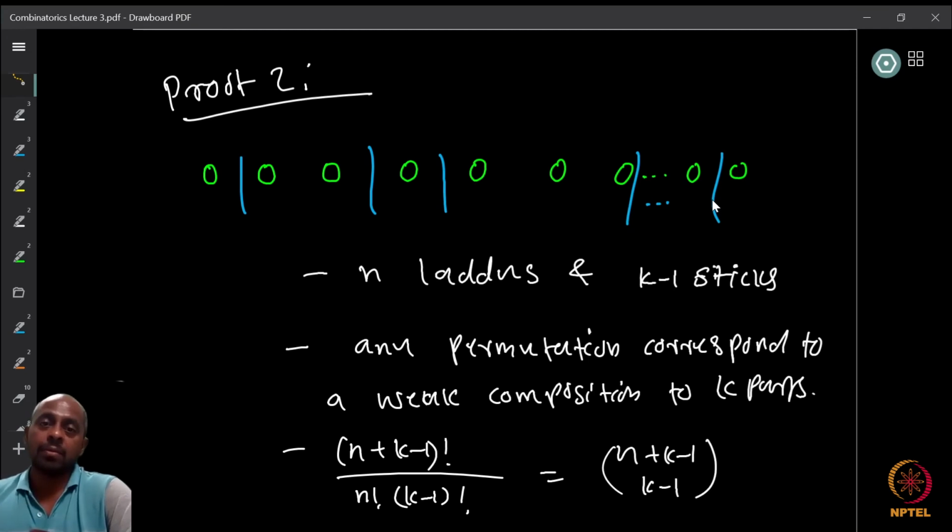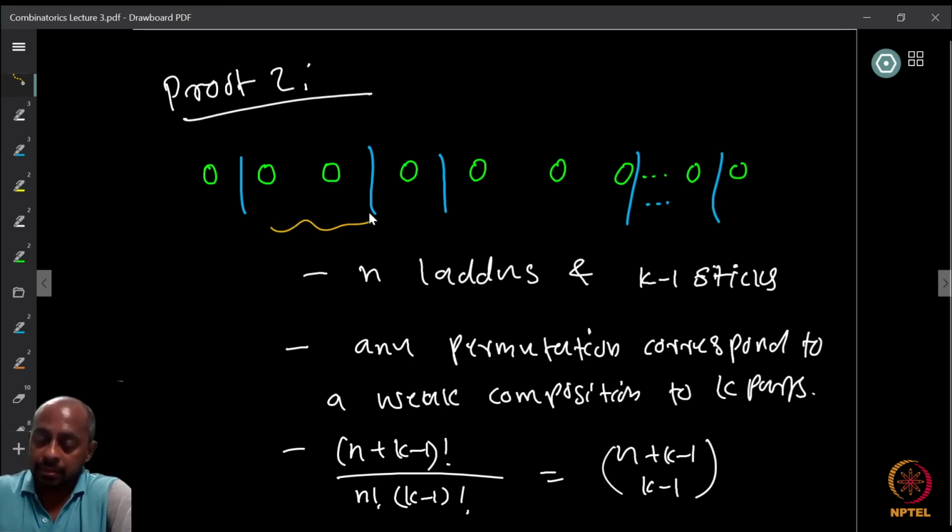So x1 can be 0, right? Similarly, after the first stick, the laddu is taken, the first stick is removed, and then the second child goes and takes the laddus till the next stick. So from this to this. Again, the third child goes and takes the laddus till the third stick.